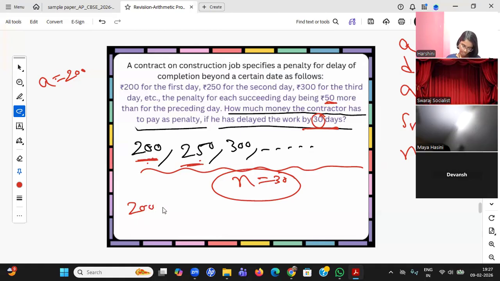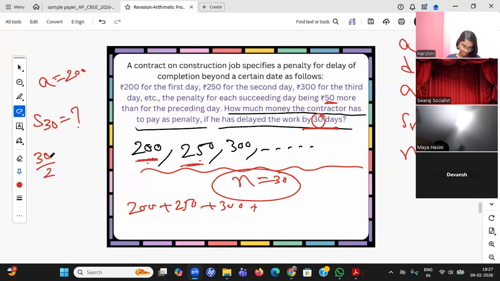Now how much does he have to pay? First day 200, second day 250. If I'm adding all of them, what is this formula, students? S. So he's asking S30. Okay, Shrugal, did you understand this question? Yes, sir. Okay, Fadila, right answer.